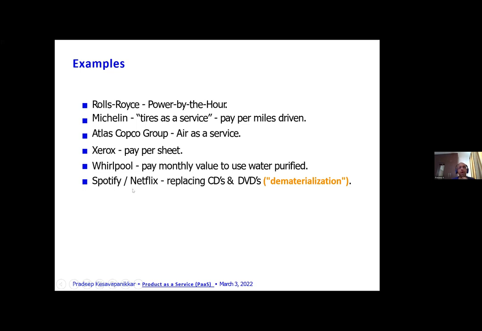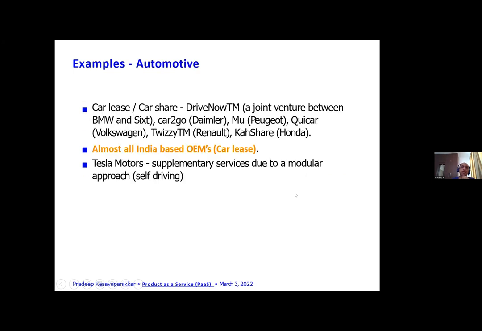One extreme form of product service system is streaming services. Spotify and Netflix, for example, have completely replaced the traditional form of CDs and DVDs. This is known as dematerialization. Similarly, in the automotive industry, in many markets there are examples of car share and car lease, where major automotive OEMs have come together to offer various forms of car share and car lease business models, which are successful and in some cases unsuccessful. And in India, most of the major OEMs are now coming out with car lease, which is an example of product as a service.